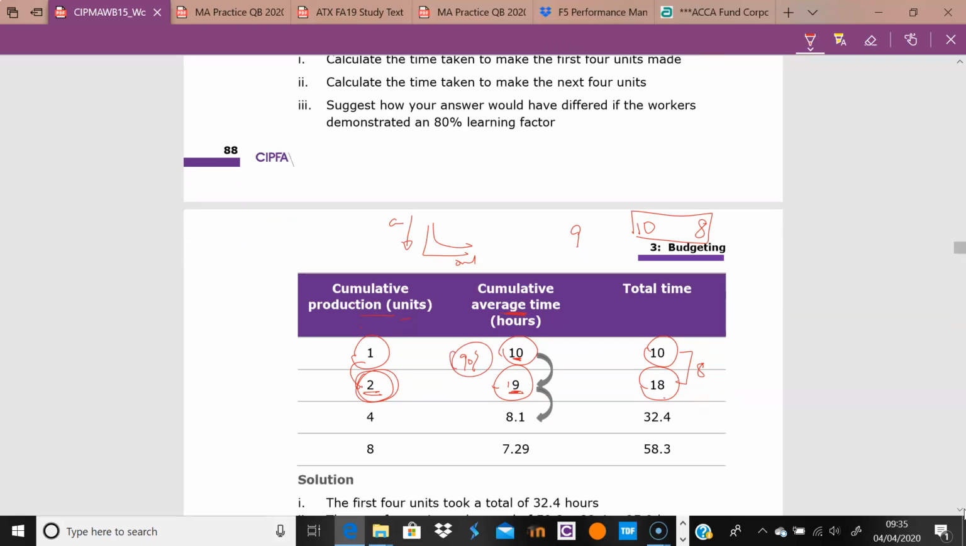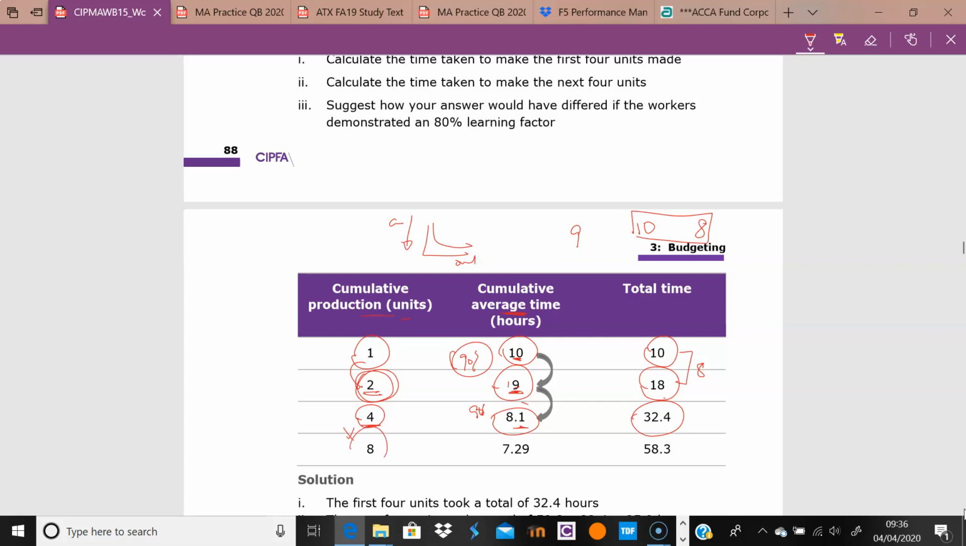Let's carry on and look at the fourth unit. When cumulative production doubles again, from 2 to 4, the average time is again based on that percentage. It will fall to 90% of the previous time. So 90% of 9 is 8.1. Exactly the same principle. So I have 8.1 as an average. I have 4 units, so the total time for 4 units must be 4 times 8.1, which is 32.4. And I could keep going.